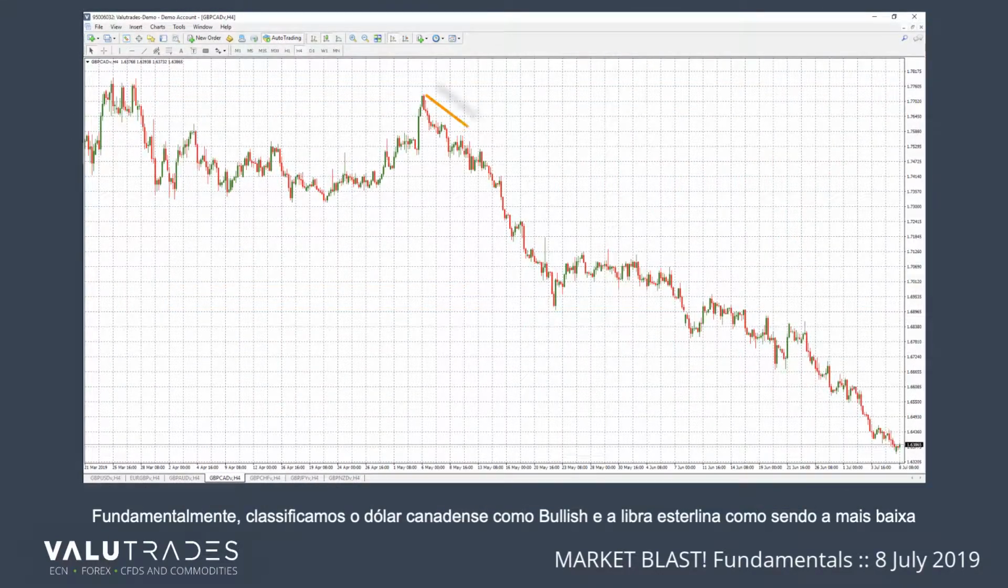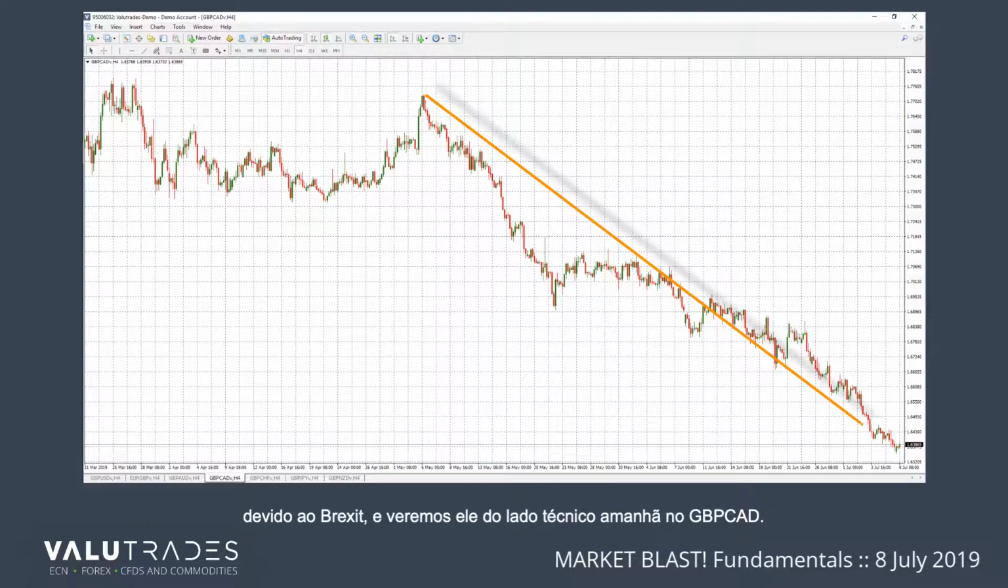Fundamentally, we rate the Canadian dollar as being bullish and the UK pound as being the most bearish due to Brexit, and we will look at this from the technical side tomorrow on Pound CAD.